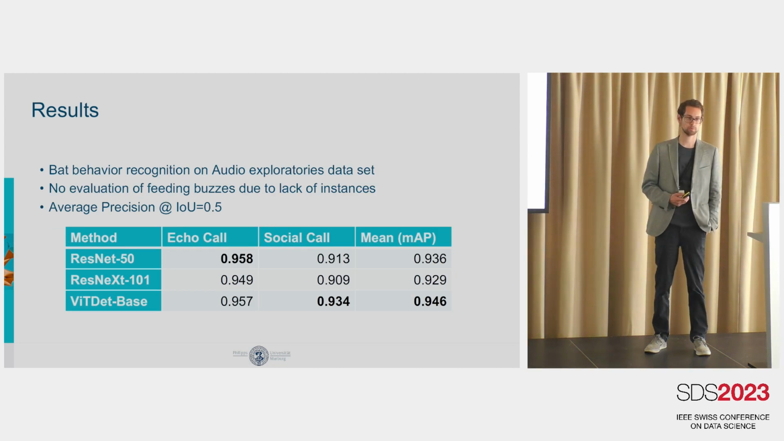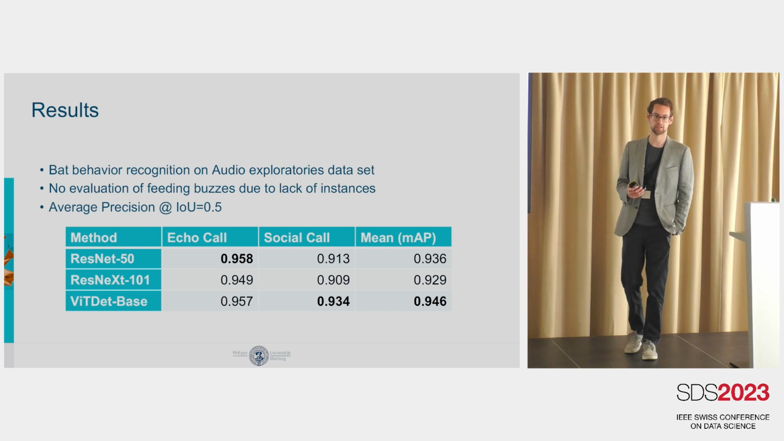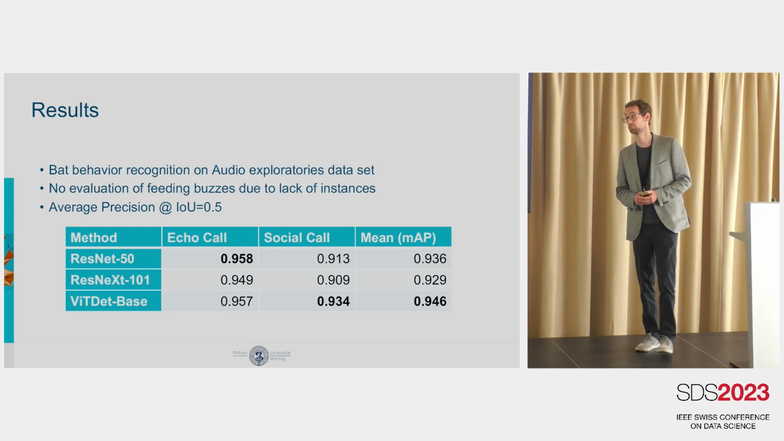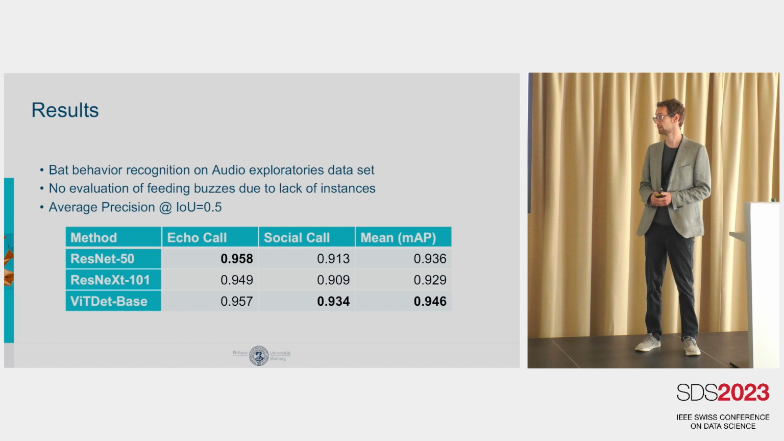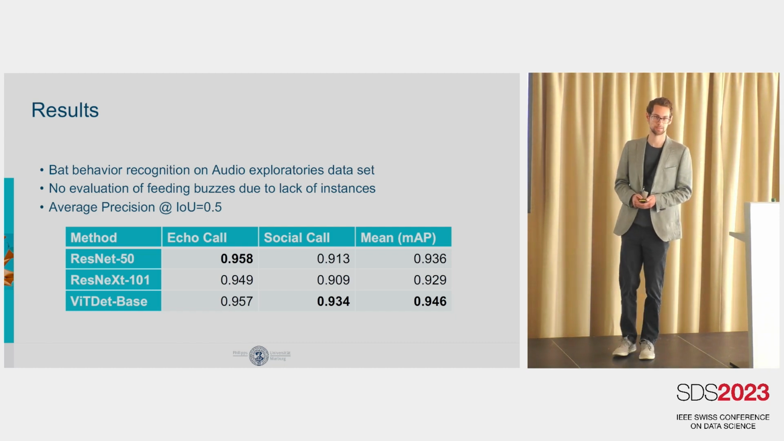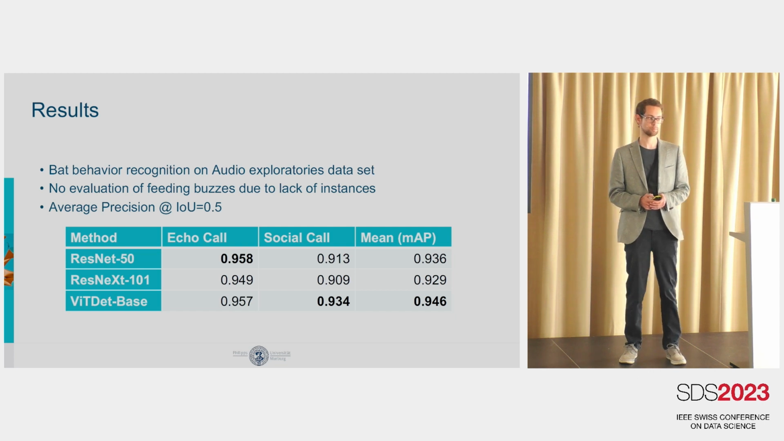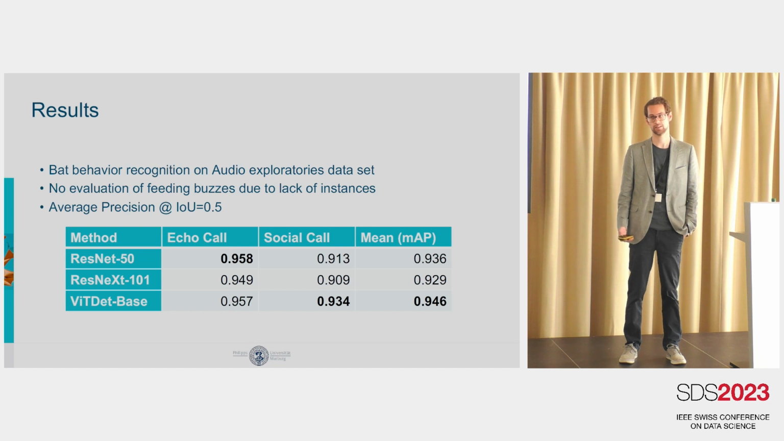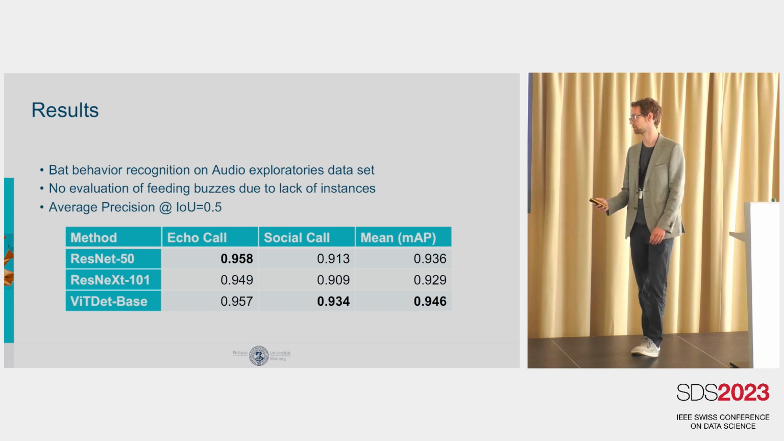On the audio exploratories data set, this impression is confirmed. Again, all values are above 90%, and the ViDDet seems to be the best architecture. However, we did not evaluate this data set on feeding buzzes, since we only found 6 feeding buzzes in the entire data set, and therefore omit these in our experiments.